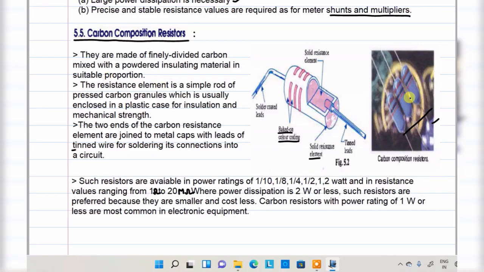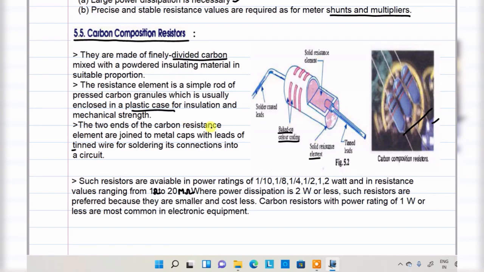So just look at the points. They are made up of finely divided carbon mixed with powdered insulating material in a suitable proportion. This carbon composition resistance element is a simple rod of pressed carbon granules, which is usually enclosed in a plastic case. This entire structure is enclosed with a plastic case for insulation and mechanical strength.